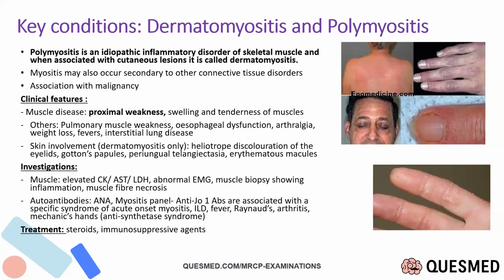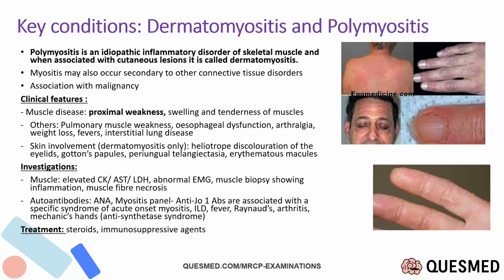Investigations to be aware of. We want to look for inflammation of the muscle, so you're going to look at the creatine kinase, the AST, and the LDH. You also want to do an EMG to look for abnormal signals. And the gold standard of diagnosis is a muscle biopsy and an MRI of muscles. Often we do the MRI of the thighs, which might show you if there's edema in the muscle suggesting inflammation, but also a site where you could biopsy.